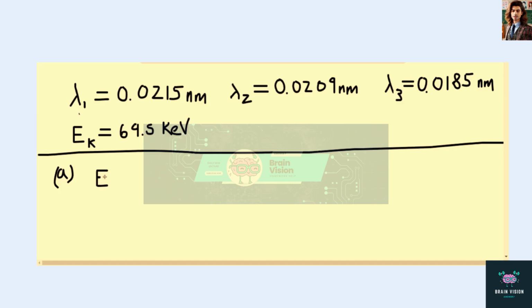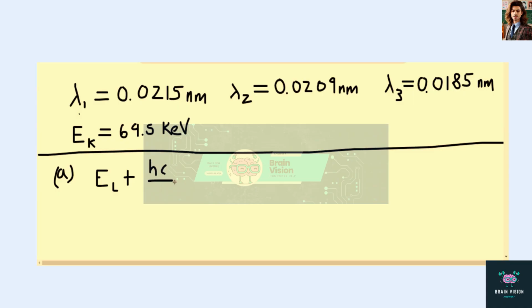Okay, so let's start out with the first one. This is part A. Assuming that energy is conserved, the energy of the K shell equals the energy of the L shell, plus the energy of the light that's emitted, which is going to be hc over the wavelength lambda.